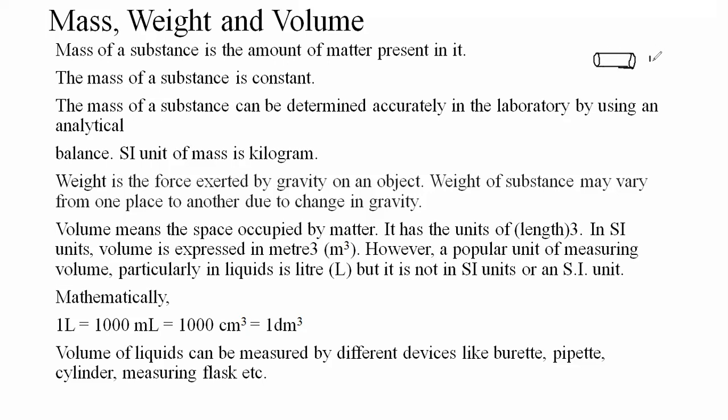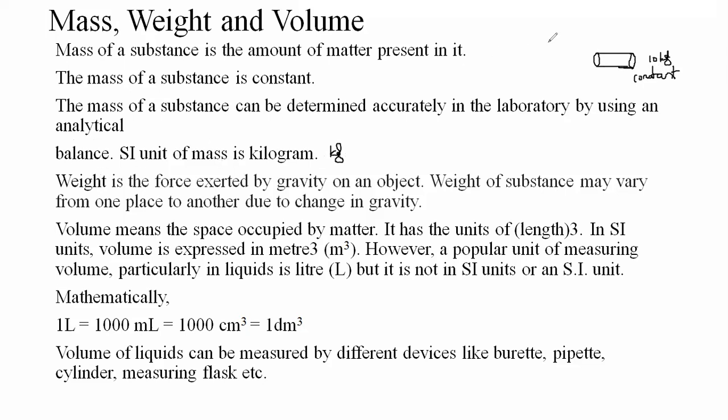10 kg. This is the amount of matter present in it. And this mass is constant. You take it across any part of the world, it remains 10 kg only. The mass of a substance can be determined accurately in the laboratory by using an analytical balance. What is the SI unit of mass? It is kilogram, written as kg.